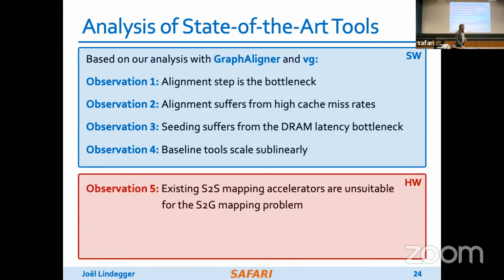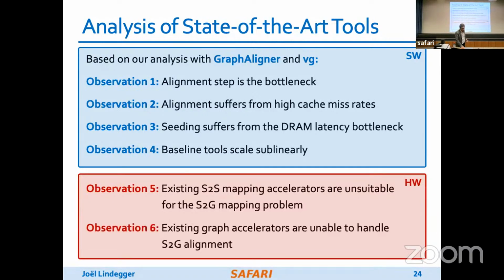On the hardware side, we observed that these sequence-to-sequence mapping accelerators that I claimed are well studied don't generalize to graphs. You can't just throw a graph at them and have them just work. And then there are other graph applications. There are many graph applications that computer scientists work with, but you cannot just take any of these accelerators and throw this graph at it and have it just work. We really need to design a new thing.